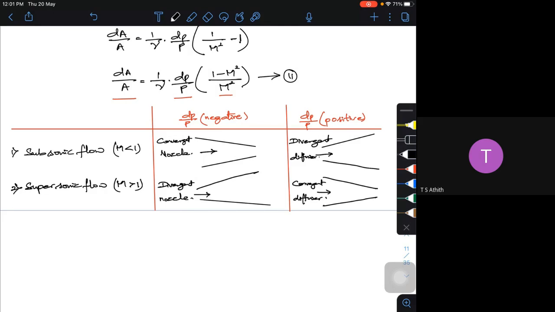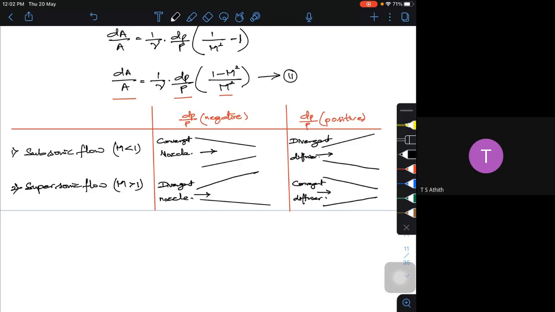What will happen if my M is equal to 1? I will end up with what is called a choked flow. And the throat of the nozzle is reached. So I'm going to have the throat. That is, there is no change in that particular area. That means it remains constant. dA by A will become 0 at the throat condition, down to the CD nozzle.